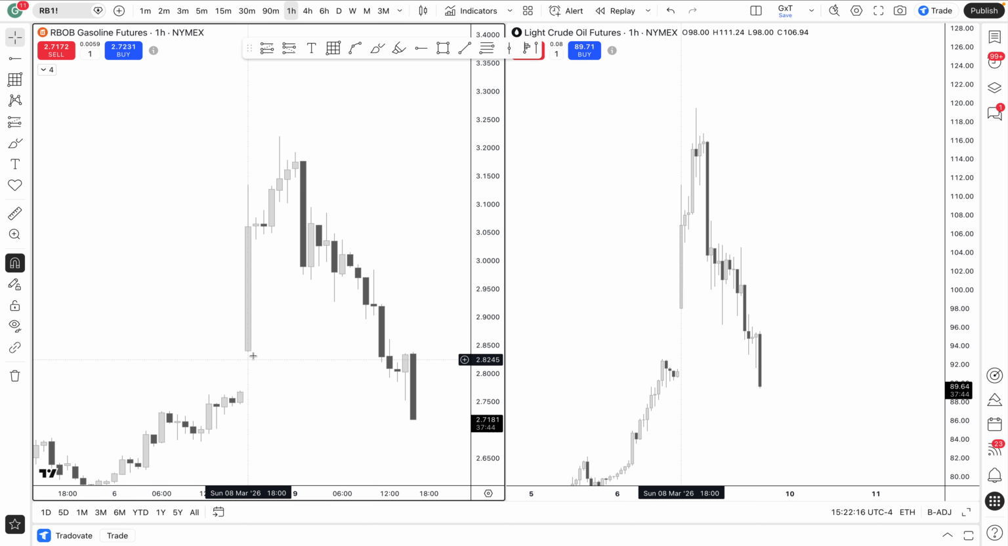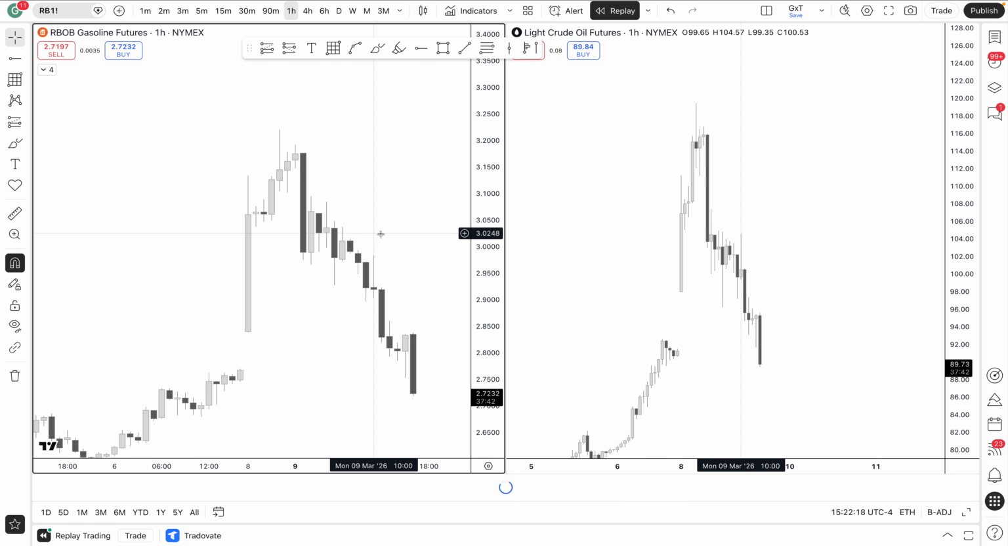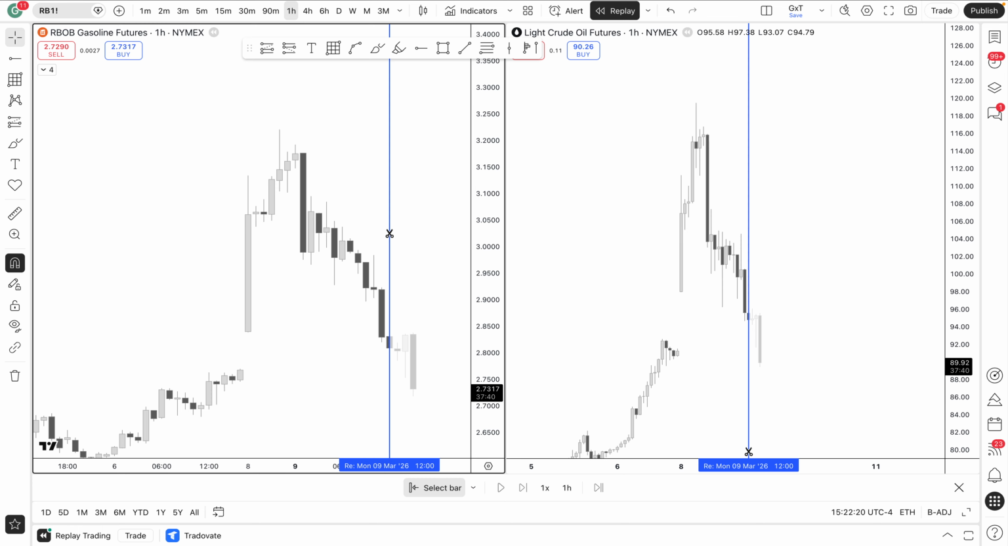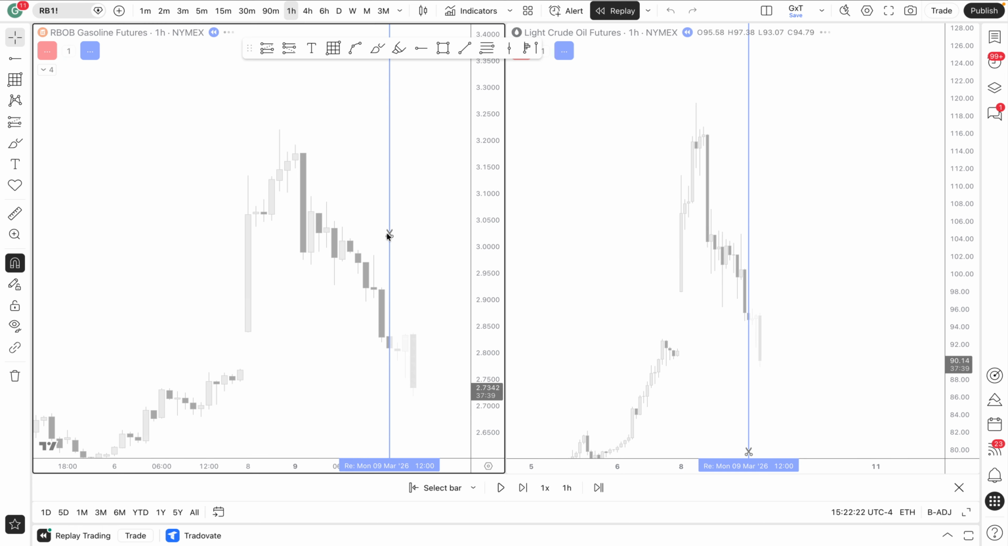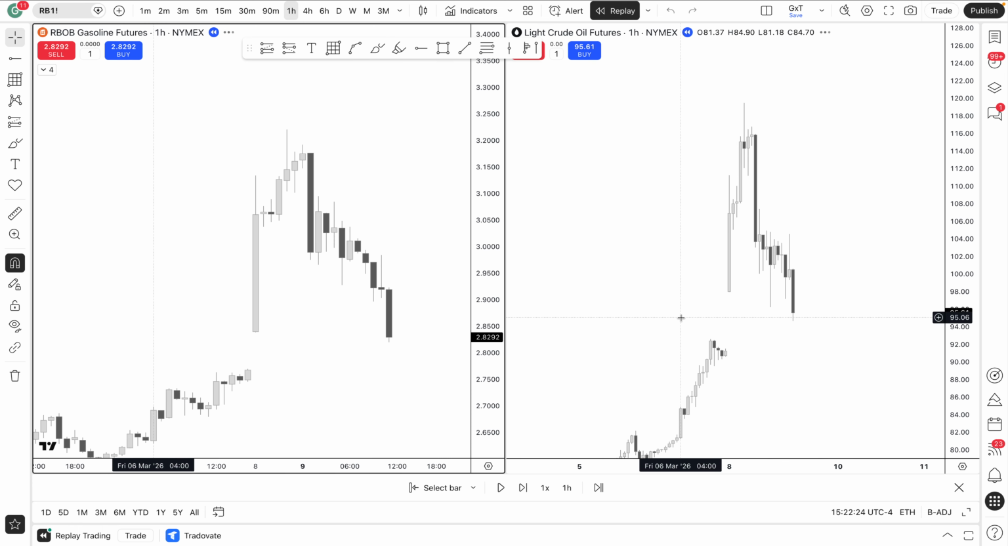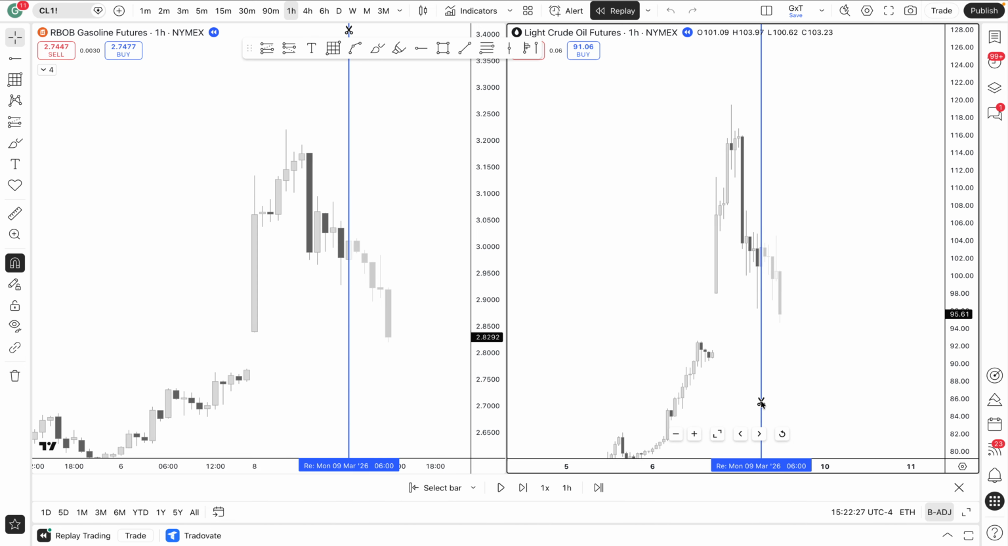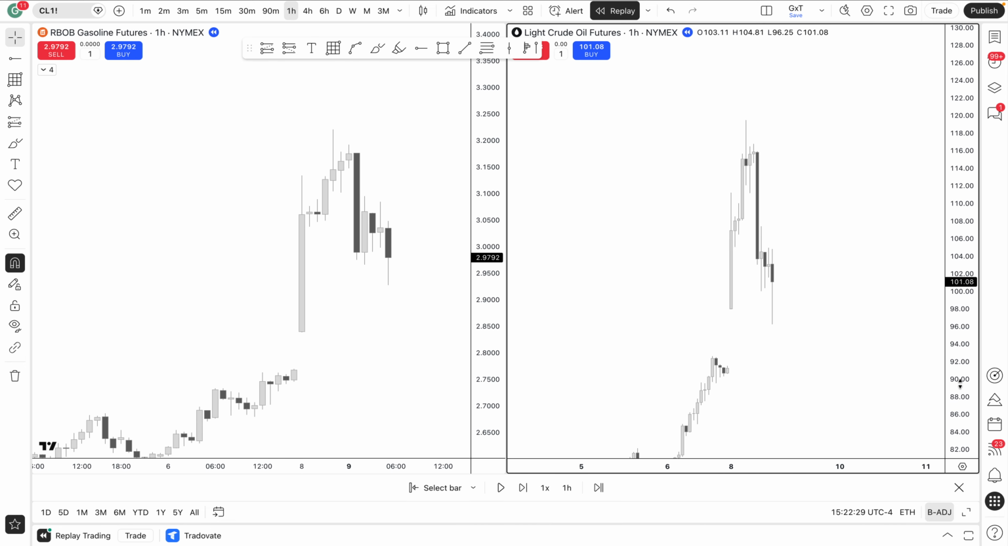So when we create a gap, we always want to gravitate towards that as a draw on liquidity. Sometimes that happens the same day. Sometimes that happens later on in the week. Here, we can see clearly we hit it same day on CL. So CL hit it first.